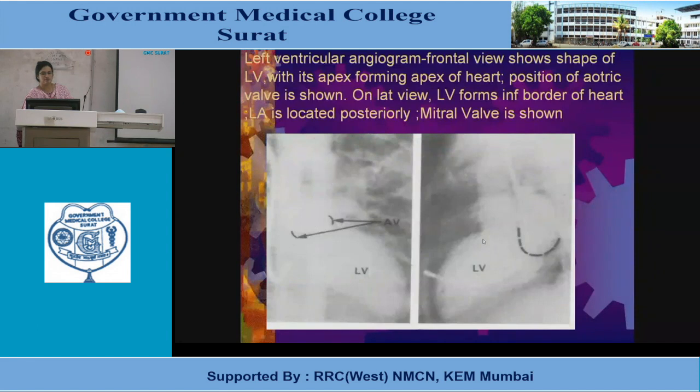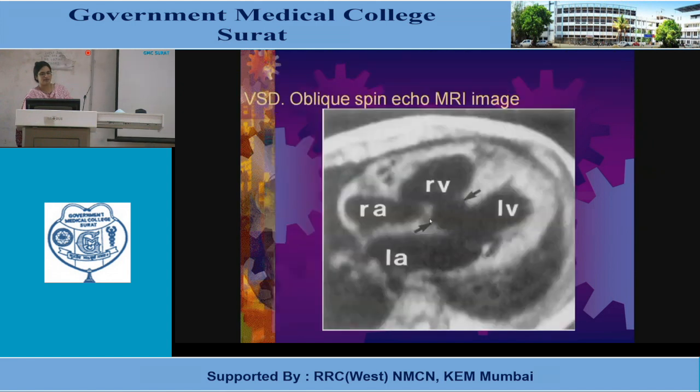On lateral view, the left ventricle forms the inferior border of the heart and the LA is located posteriorly. This is the mitral valve. So left atrium, mitral valve, left ventricle, and on the frontal view, left ventricle, aortic valve, and the aorta. This is a case of VSD seen on an oblique scan. You can see there is a defect in the interventricular septum.